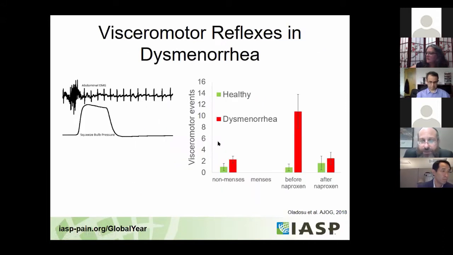Now, if you recall earlier, I spoke about visceral motor reflexes, and we anticipated we might also see visceral motor reflexes in women with dysmenorrhea. If they repeatedly have episodes of uterine distension, we might anticipate abdominal muscle activity, skeletal muscle activity as well. What was intriguing was that we found that these abdominal muscle events preceded pain reports. So this is a squeeze bulb event where a participant is having a spontaneous cramp, and we see that there's abdominal muscle activity that actually precedes the report of pain.